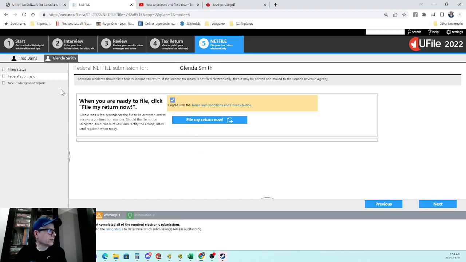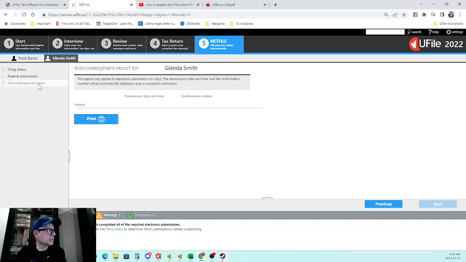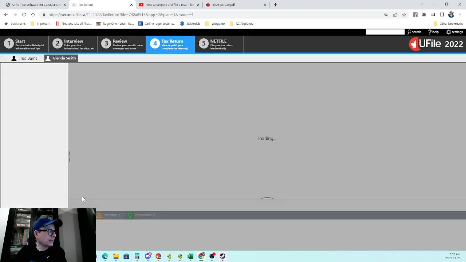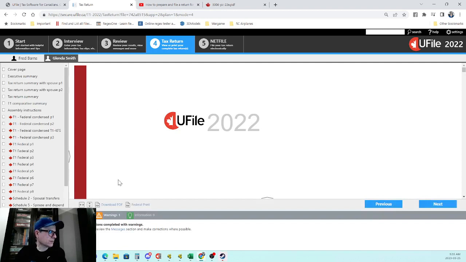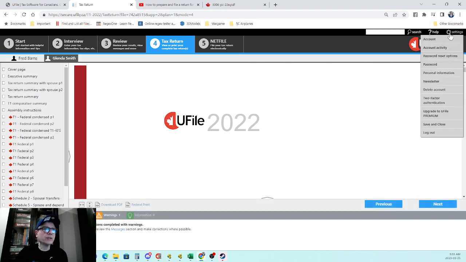And once you've done everything successfully, you look at the acknowledgement report and you can print it. Okay? You should print your acknowledgement report, also go back to tax return, and download a PDF copy for each taxpayer by clicking download PDF or federal return. And then once you're done that, you go to the little gear menu here, save and close. Okay?